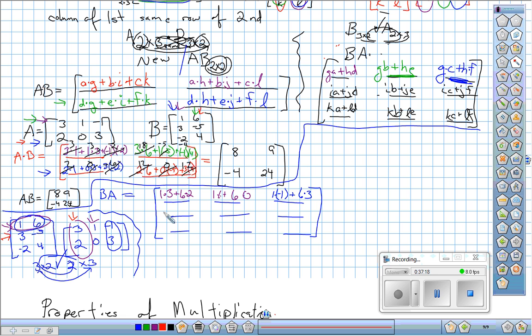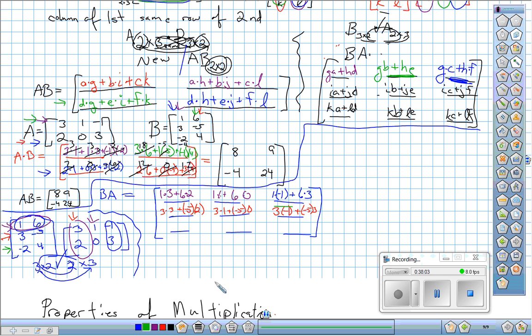Okay, and then I need to move to my second row, first column. So I'm going to have 3 times 3, plus, that's a negative 5, so it goes in parentheses, times 2. Second row, second column, I'll have 3 times 1 plus negative 5 times 0. And then my second row, third column, I have 3 times negative 1 plus negative 5 times 3.